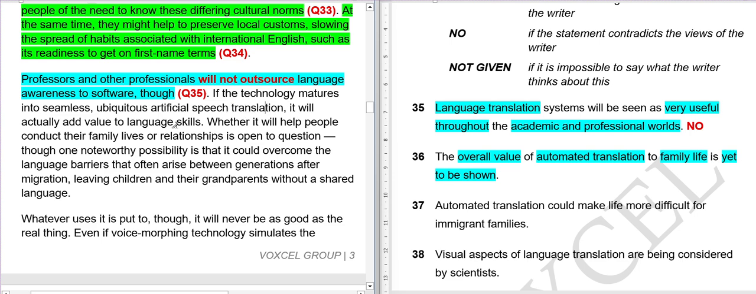Okay, we'll continue from here because here's something about family. If the technology matures into seamless, ubiquitous artificial speech translation, it will actually add value to language skills. Whether it will help people conduct their family lives or relationships is open to question, though one noteworthy possibility is that it could overcome language barriers. Okay, now from here to here is our answer.